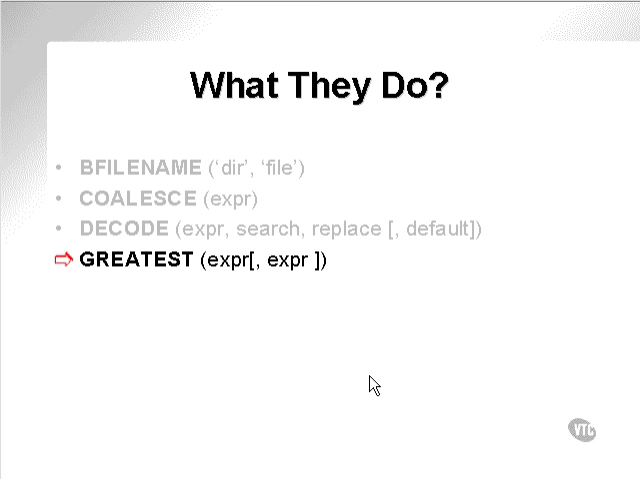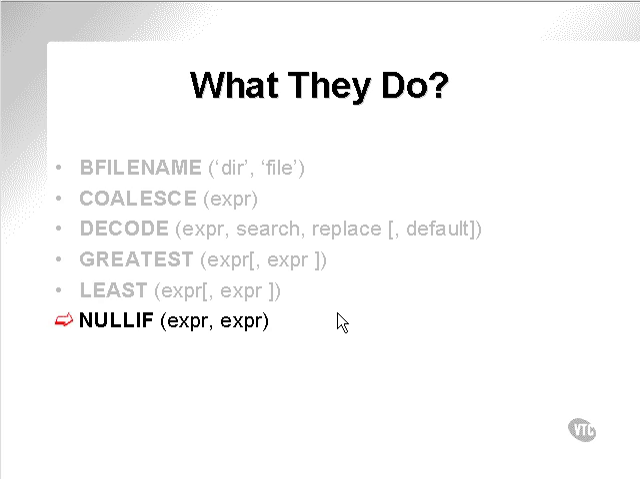Greatest returns the largest value in a list of expressions. Least does the opposite. Nullif really does exactly what it describes. It says null if these expressions, in other words, return null if these two expressions are the same. NVL we've already seen. We replace a value in an expression if that expression result is null.